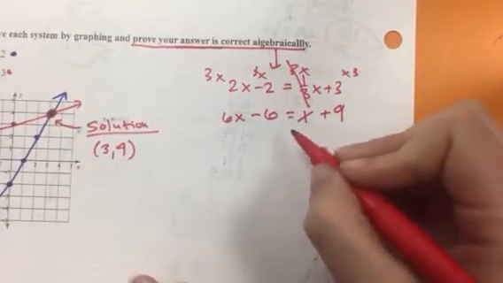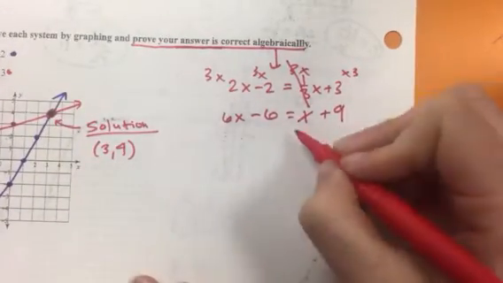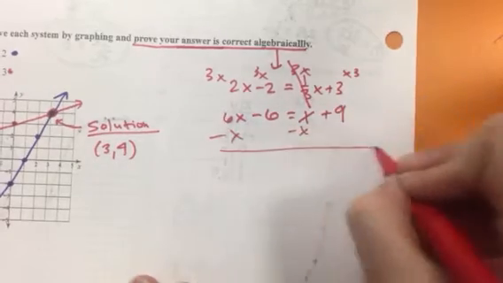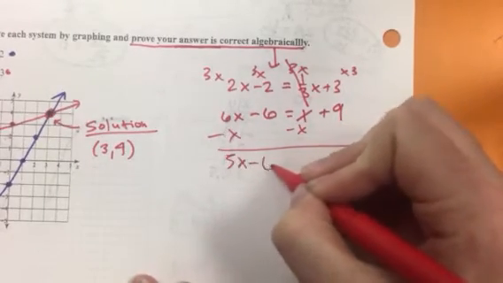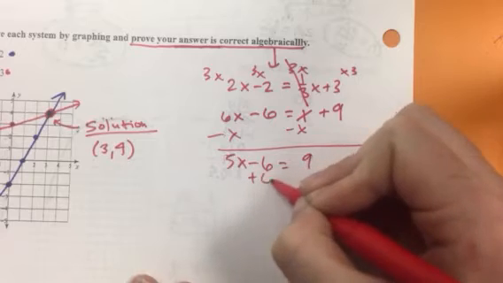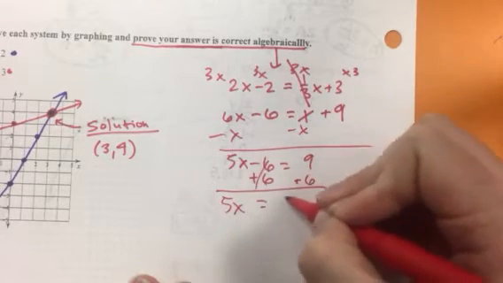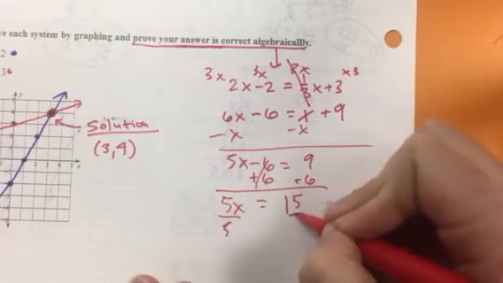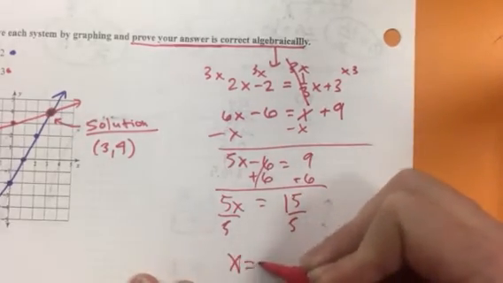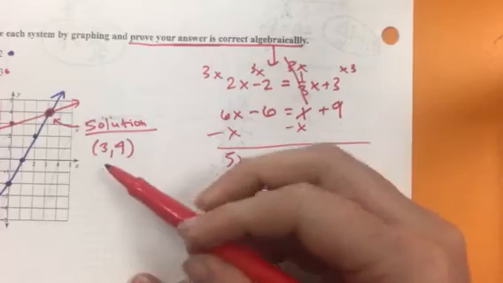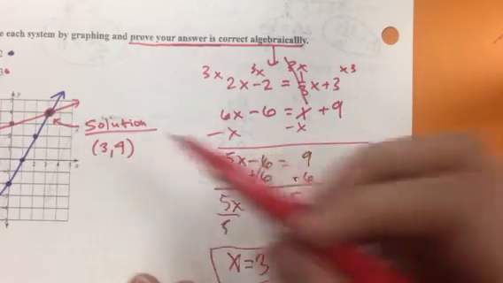We are going to then try and get x's on one side, so I'm going to minus x. 5x minus 6 equals 9, add 6. 5x equals 15, divide by 5, and we get x equals 3. Hey look, that matches so far, x is 3.